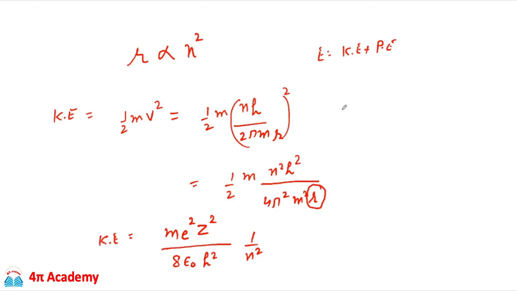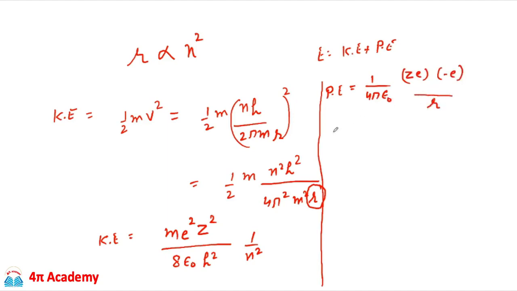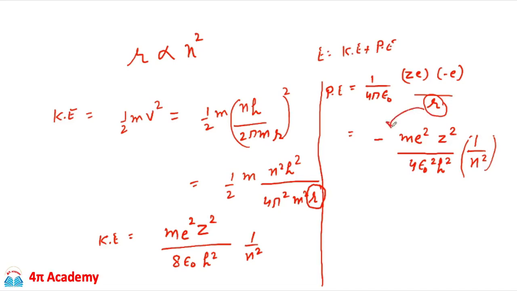And similarly we can calculate the potential energy. So potential energy, we know that is 1 over 4 pi epsilon naught Ze, that is the charge of nucleus, minus e, that is the charge of electron, over the distance between these two, that is r n, and it is coming out to be minus m e square z square over 4 epsilon naught square h square over 1 over n square. So when I put the value of this r, we get this relation. So this is the value of potential energy.